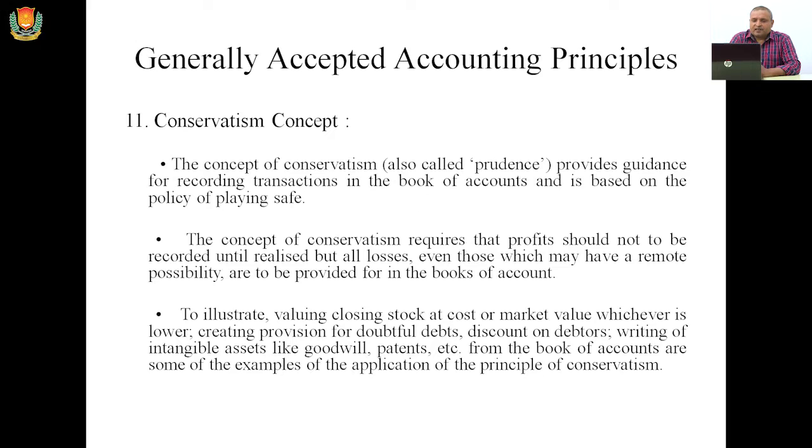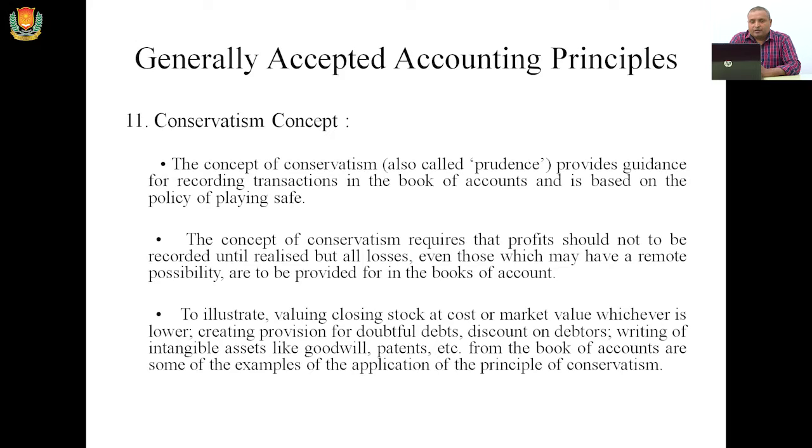To illustrate, valuing closing stock at cost or market value, whichever is lower, creating provision for doubtful debts, discount on debtors, writing off intangible assets like goodwill, patents, copyrights, etc., from the books of accounts are some examples of application of the principle of conservatism. This principle of conservatism says, provide for all the possible losses, but anticipate no profit.